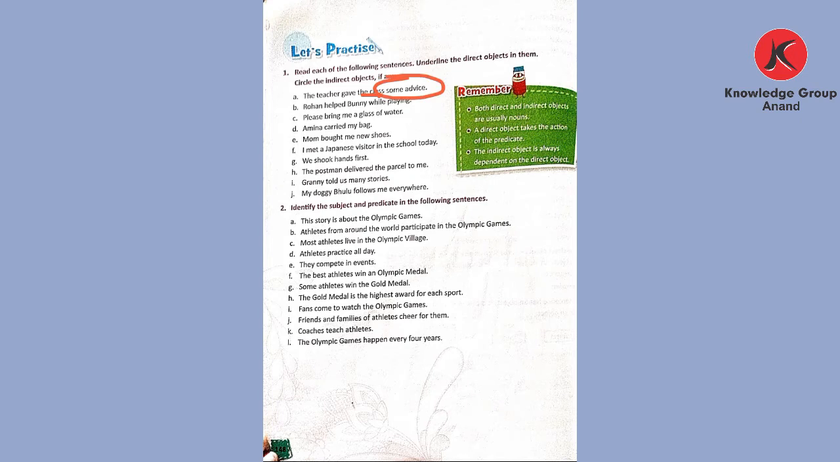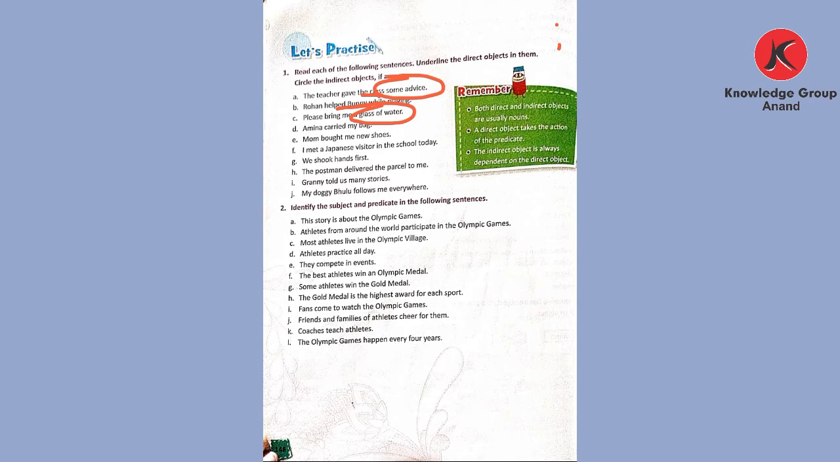Second sentence is Rohan helped Bunny while playing. Here we have only a direct object, so Bunny is underlined. Okay. Bunny is a direct object, so we have underlined it. We don't have an indirect object. Please bring me a glass of water. Here also we have only a direct object, a glass of water.